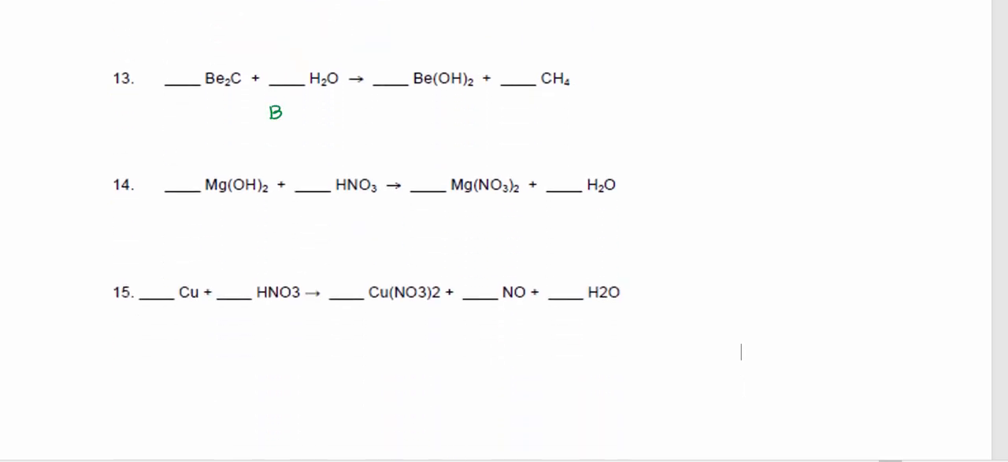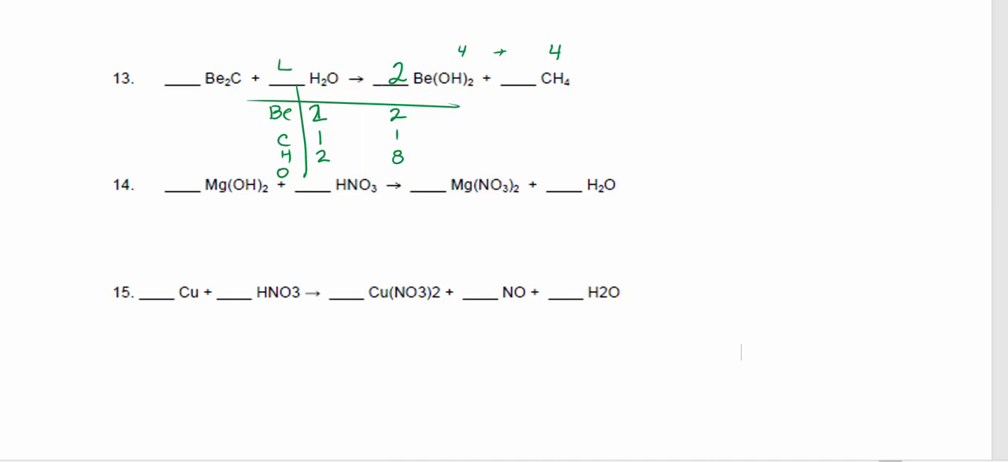Number 13, so I have a B, E, C, H, and O. There are 2 BEs on the reactant side. That means I want to put a 2 here so that I have 2 BEs on the product side. For carbon atoms, I have 1 carbon atom on the reactant side and 1 on the product side. For H's, I have 2 on the reactant side, and there's 4 here, and 2 plus 4, I have 8 on the product side.